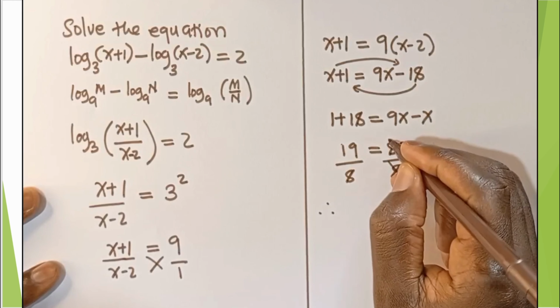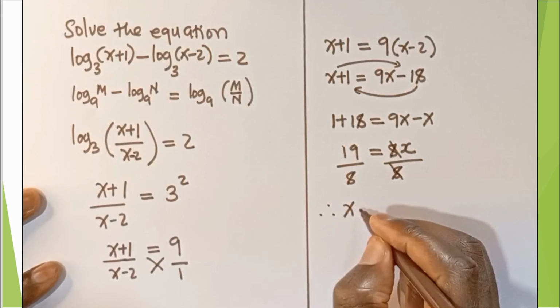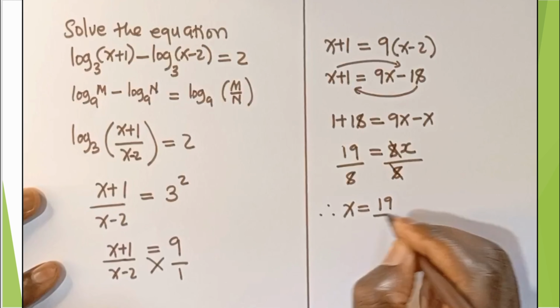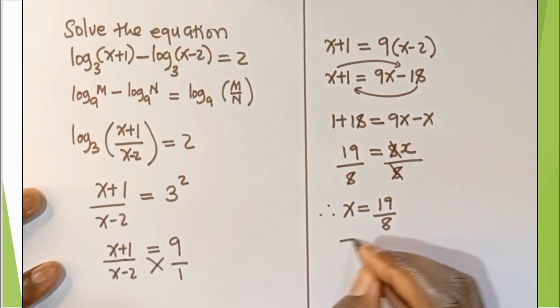Therefore, getting our x here, our x is equal to 19 out of 8.